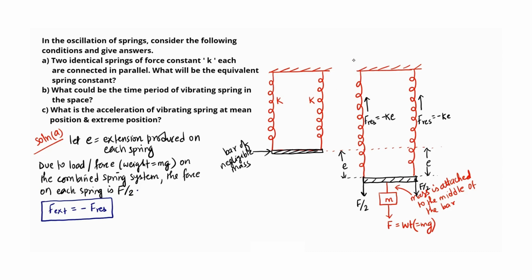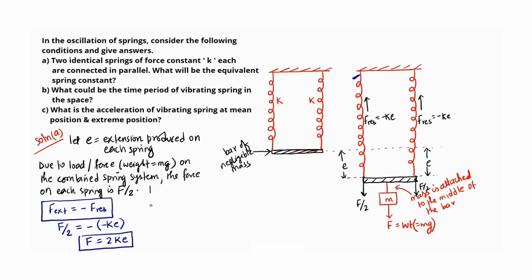So let us take this spring. What we find is that external force on this spring, or on single spring, equals F by 2. So this equals minus the restoring force, which is minus KE. So we have F equals 2 times KE. Clear?